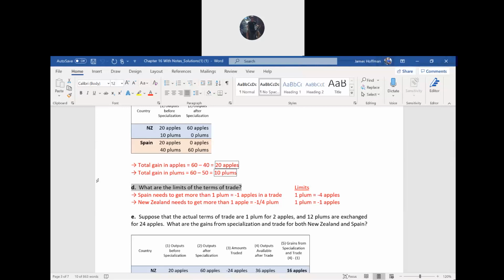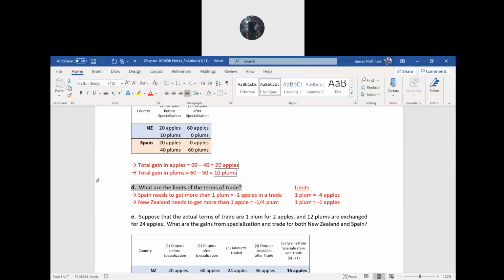Part D is what are the limits of the terms of trade? Remember, this is just determining the minimum and maximum in which both countries have to be within for both countries to be better off after the trade. So what we're showing here is the boundaries of the opportunity cost or the cost ratio of both countries before. They both have to beat their cost ratio before trade to be better off.